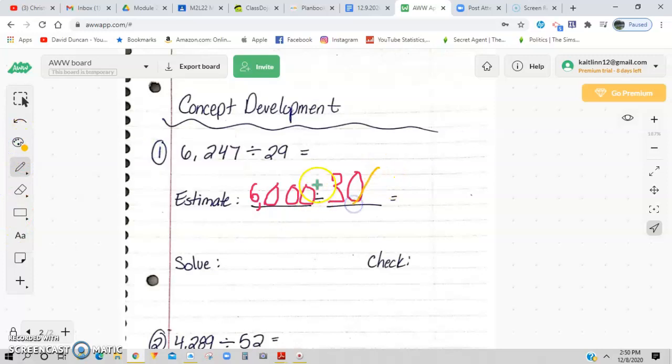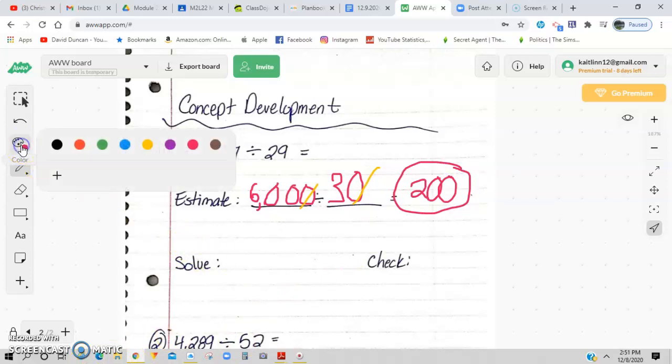They share one 0. And I know 3 can go into 6 two times. There's 2 zeros left over. So 200 is my final estimation there. All right, now we're going to go in and solve this problem.